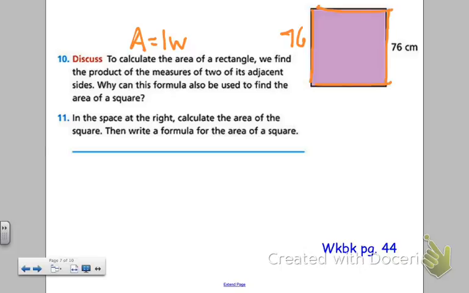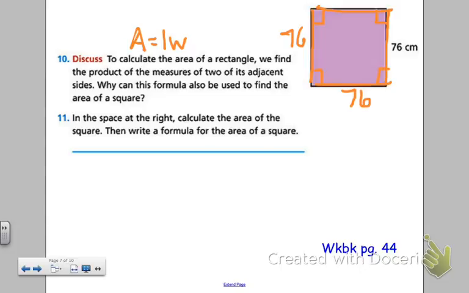They're parallel, they're the same length. And just like a rectangle, this square has angles that are 90 degrees. So you could still use that same formula to find the area of the square. You could do length times width.